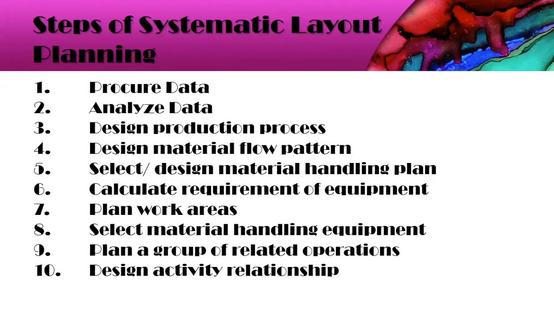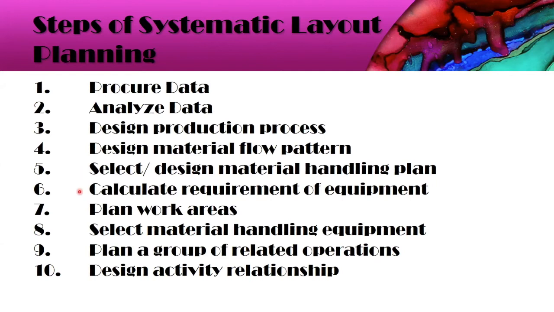Next, we discussed the flow chart previously. Now what are the various steps in that systematic layout plan? We have just listed them out. First is to procure the data required for systematic layout planning. Then we analyze that data. Then we design the production process, we carry it out. Then we design the material flow pattern. How is the material going to come in and go out? Then we select the design material handling plan.